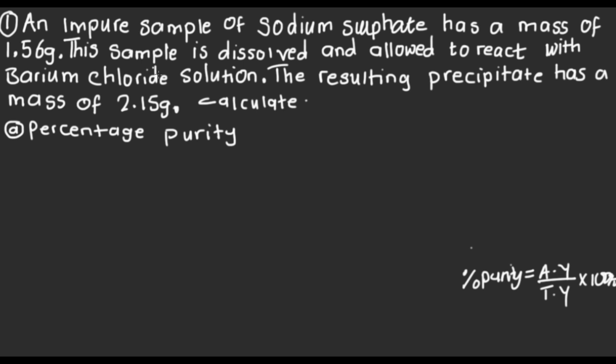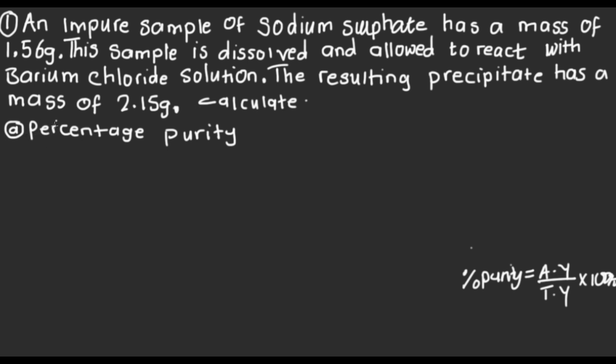So step number one, let's read through the question. An impure sample of sodium sulfate has a mass of 1.56. So this 1.56 is the mass of sodium sulfate, and remember we are told it's impure, so it has some impurity. So this mass of 1.56, a certain mass of it is for impurity. This sample is dissolved and allowed to react with barium chloride solution. The resulting precipitate has a mass of 2.15 grams. Calculate percentage purity.